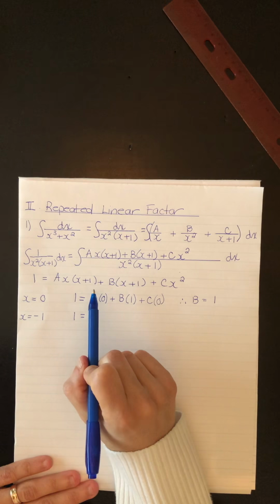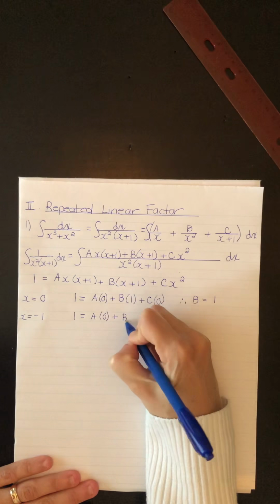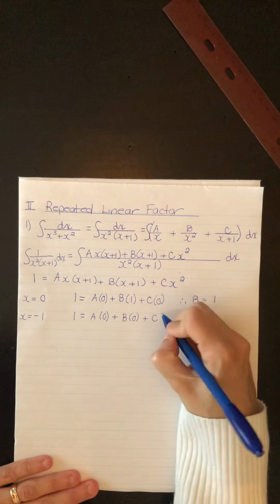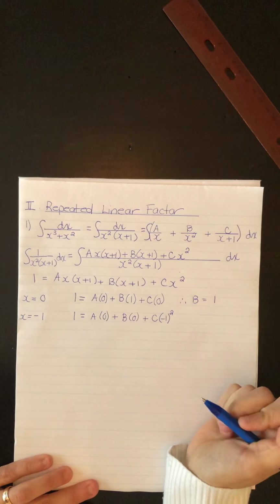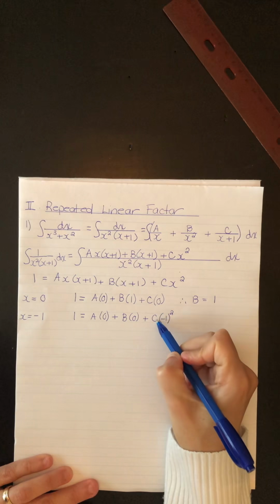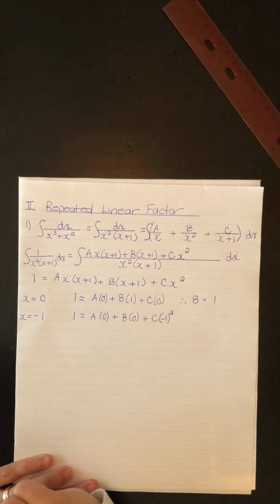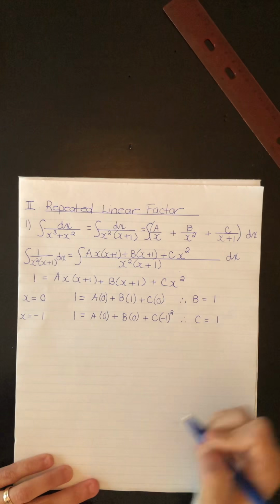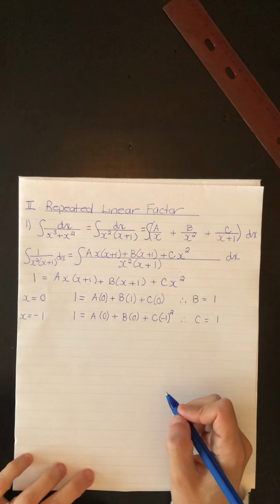If I substitute -1 here, I am going to get a times 0, plus b times 0, plus c times, now it's -1 all squared, okay, which is actually 1. So we have 1c is 1, and that means c is 1. Now, we did not figure out the value of a.